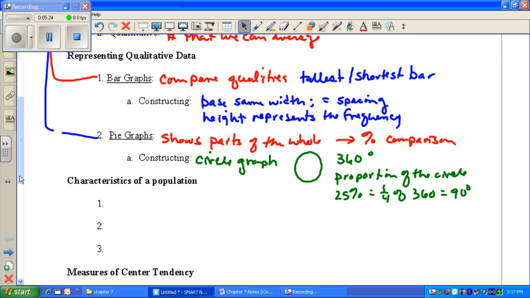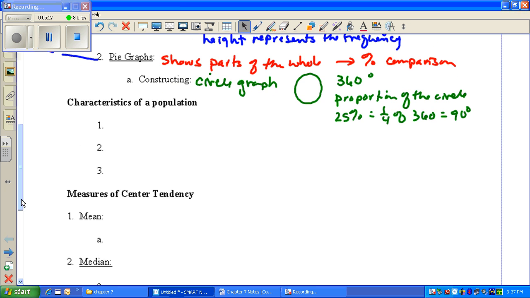Lastly, what we're going to look at is characteristics of a population. And this is where we start getting into the numerical piece. So we'll put this in another lecture.